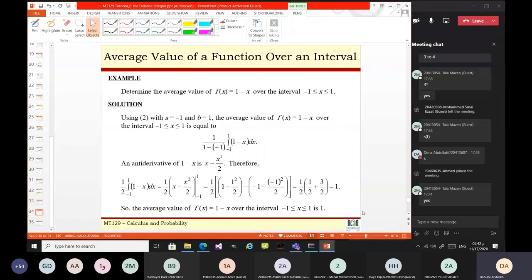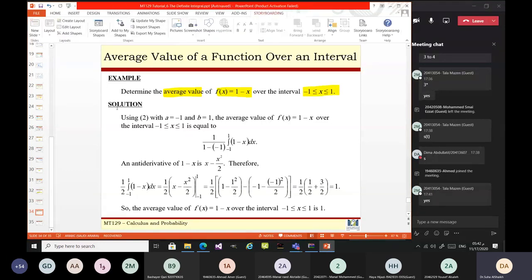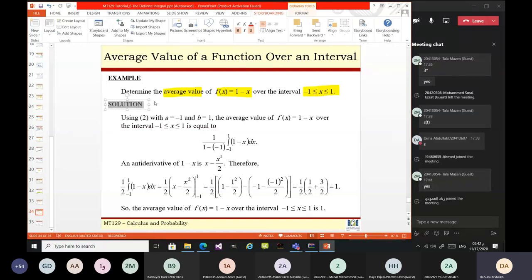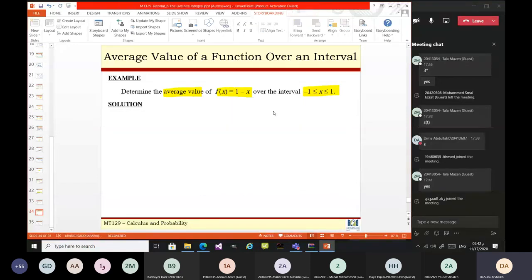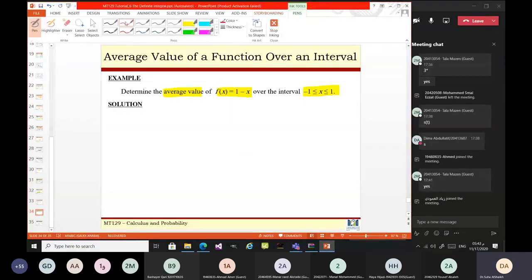Example. Determine the average value of the function f of x equal to 1 minus x. The interval is from minus 1 to 1. Let's do it here. I'm going to do it with you. It's the last example. So they want me to find the average value. Immediately when I see average value, it means I'm talking about integration. So the average value, the AV, is equal to 1 over b minus a, the integration from a to b, f of x dx.